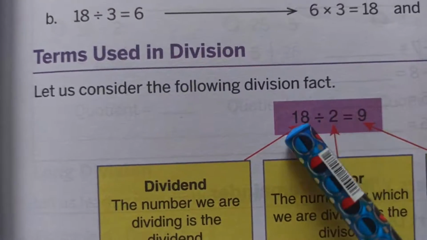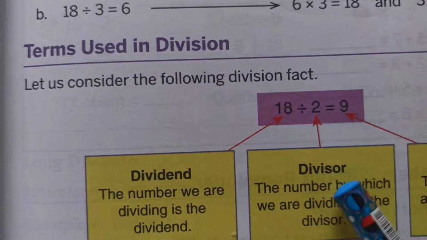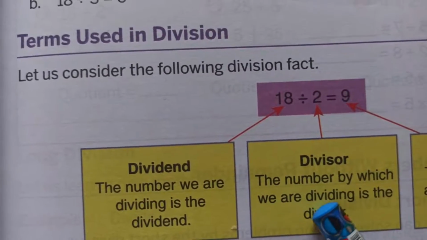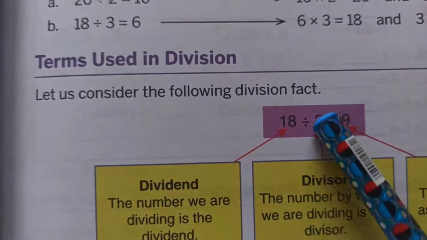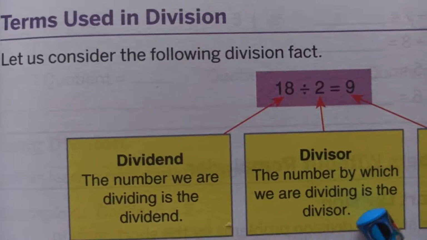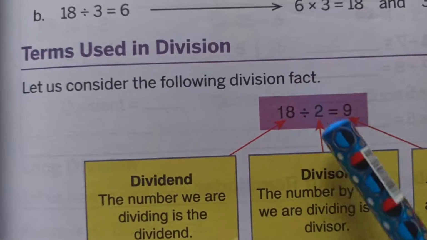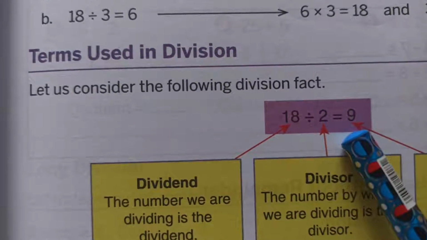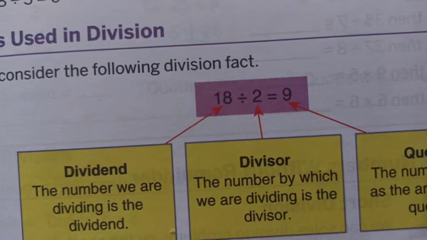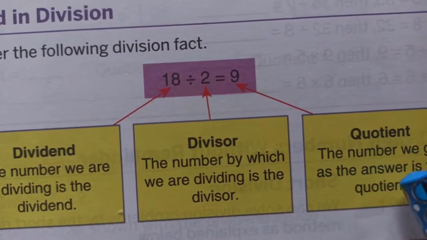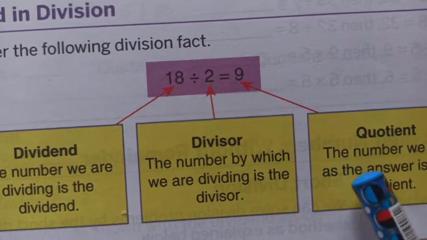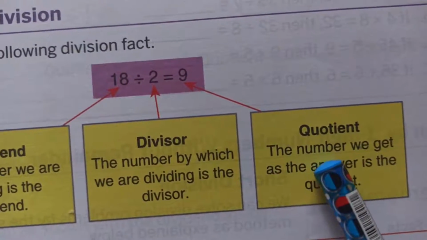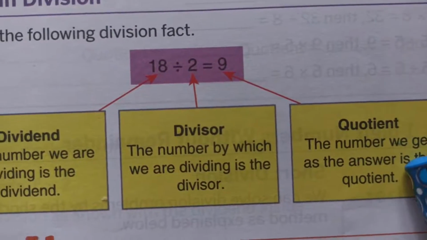Now 18 divided by 2. 2 is the divisor. What is 2? 2 is the divisor. The number by which we are dividing is the divisor. 18 divided by 2 is equal to 9. We got the answer 9. 9 is called the quotient. The number we get as the answer is the quotient.